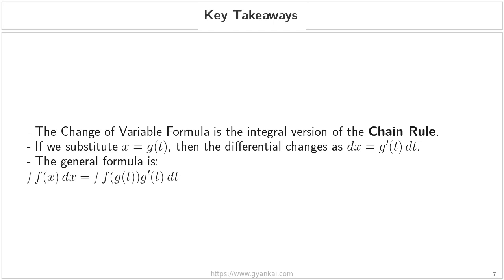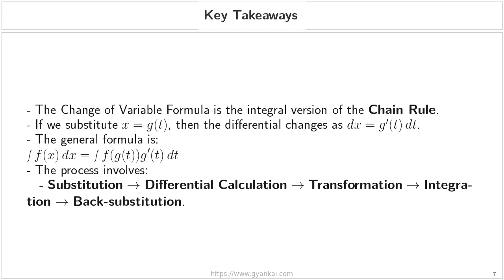Now let's look at the general formula. We have the integral of f of x with respect to x, which is equal to the integral of f of g of t multiplied by g prime of t with respect to t, so it looks like this. Integral of f of x dx equals integral of f of g of t, g prime of t dt. This formula encapsulates the entire process of changing variables within an integral.